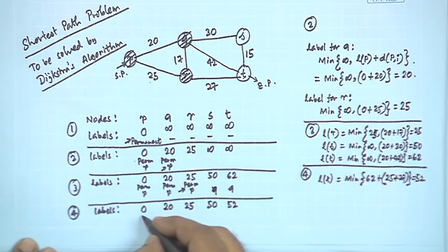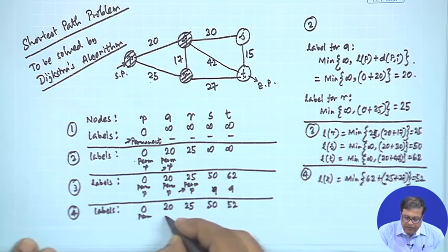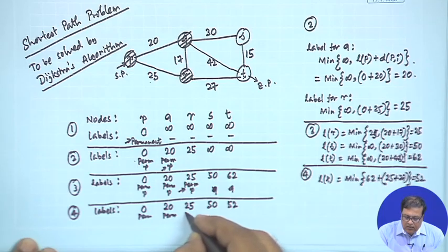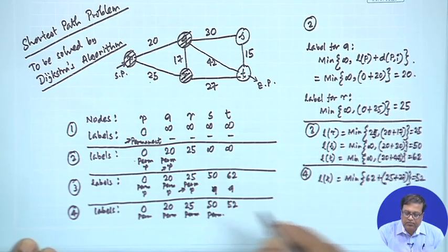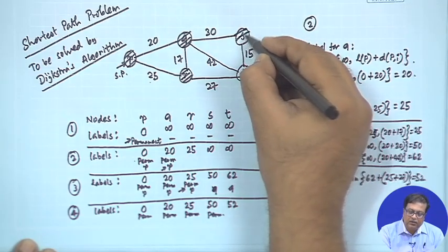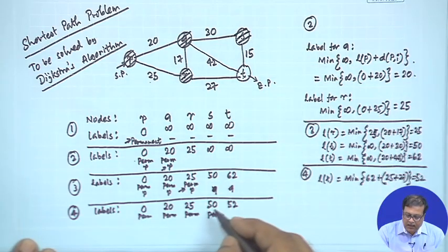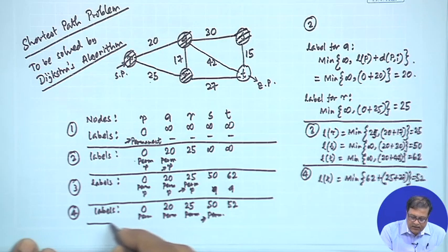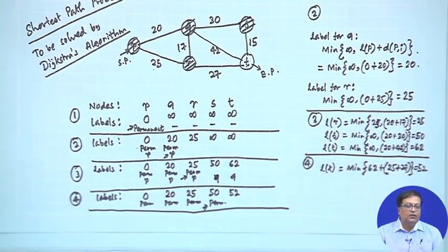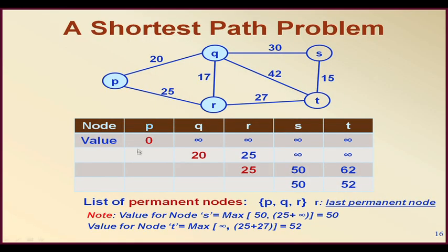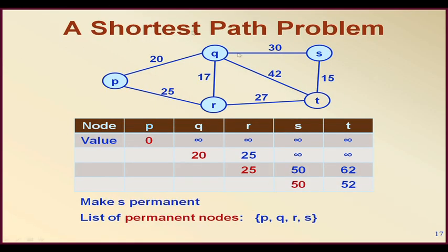So, now which one should be made permanent? Very clear. Now, 50 is lower. So, that should be made permanent. So, S is now made permanent, and the last node to have been made permanent is this. So, we have done level 4. Now, let us look at this computation also. Here, S is now also made permanent, and these are the 50 and 52. So, S is now permanent.